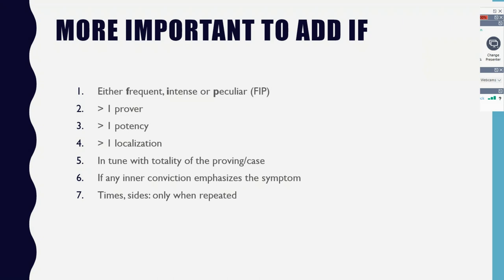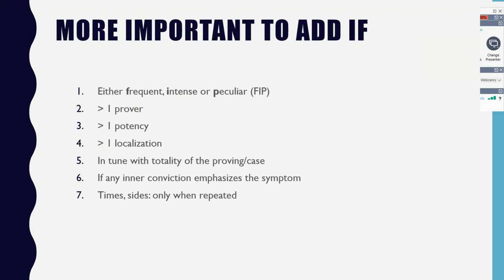There is also more relevance to make an addition from a proving into the repertory if it appears in more than one prover or more than one potency or more than one localization, like stitching in the right ear, stitching in the right ear. Then there is this other idea, the addition is more relevant when it is in tune with the totality, and when there are other symptoms that speak about stitching, when there are other symptoms speaking about ear, okay?